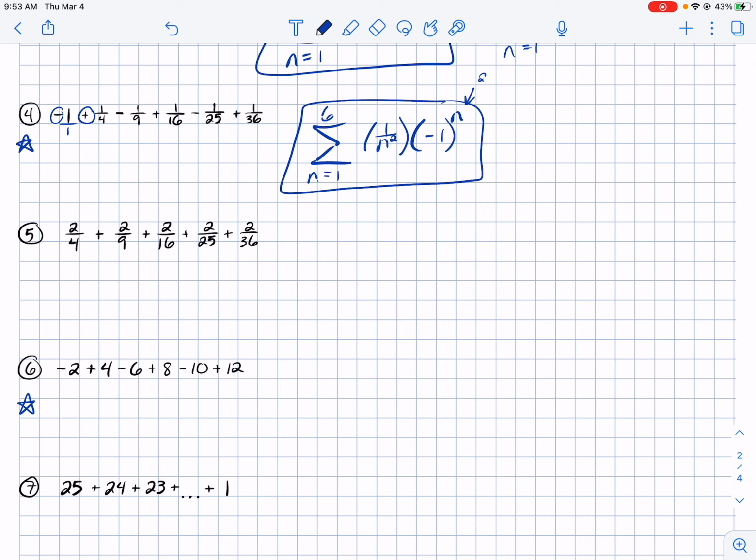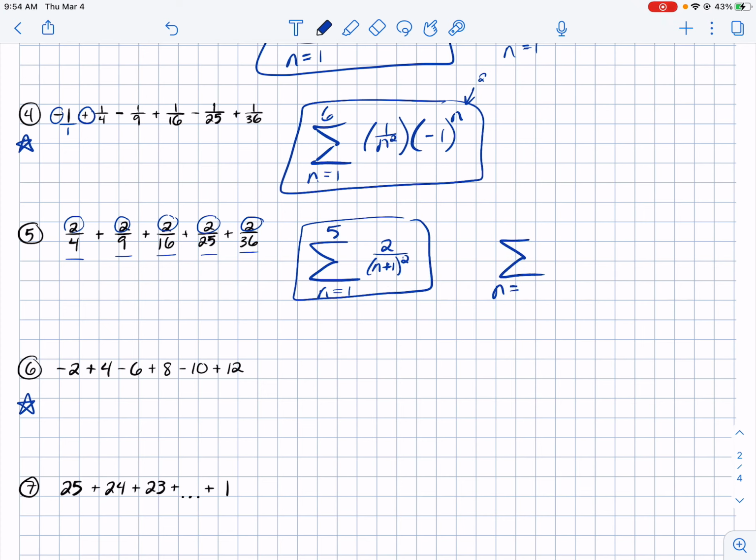How about for 5? Numerator is just staying as 2, and the denominator is all of your perfect squares, except we're starting with 4. So we had a lower limit of 1, 5 terms. Your numerator is going to be 2. Your denominator is your n squared, but we're starting at 4, not at 1. So I would just change this denominator to n plus 1 squared. And this works.